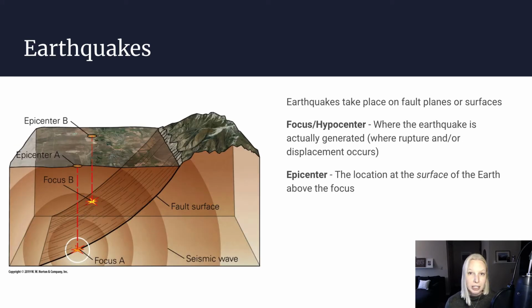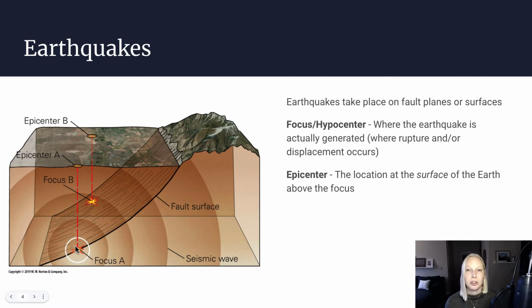As I mentioned, earthquakes occur along fault surfaces or fault planes, and there are a few key locations that are important when we talk about earthquakes. So where the earthquake is actually generated, where that slip is actually occurring, we call that the focus or the hypocenter. You'll hear those two words used interchangeably. So that's the area here at depth along the fault plane itself where the earthquake is occurring.